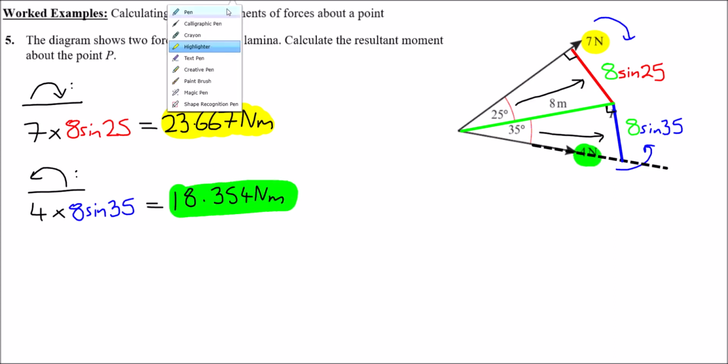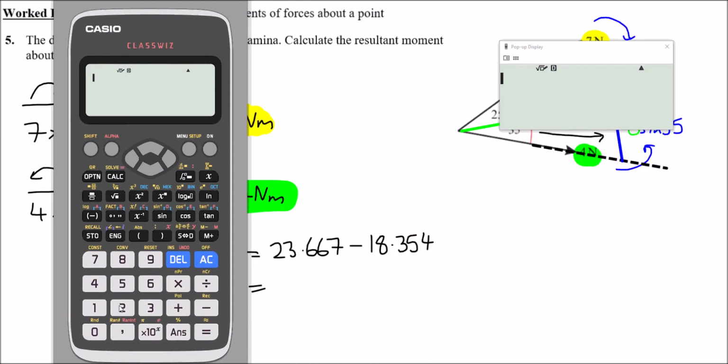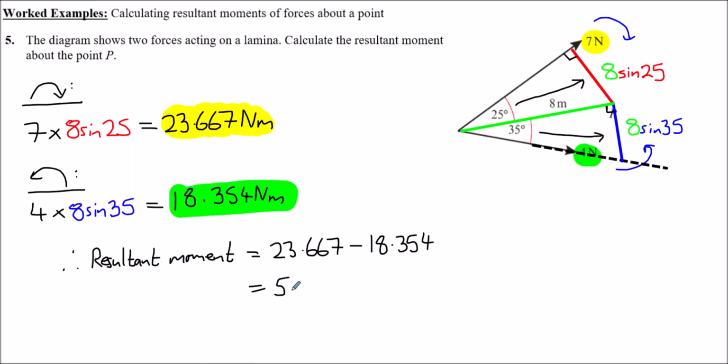So hopefully it's easy to see that the clockwise moment will prevail because 23 is greater than 18. So therefore, the resultant moment will be clockwise. So start with the bigger one, start with the clockwise, then minus off the anti-clockwise, and the overall moment will be in the clockwise direction. So 23.667 minus 18.354. That gives us, to three significant figures, 5.31 Newton meters, and it's going to be in the clockwise direction.